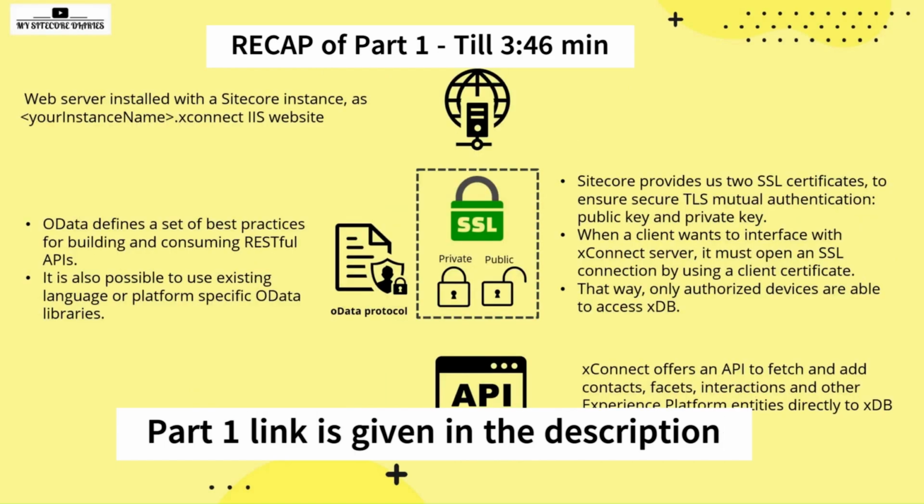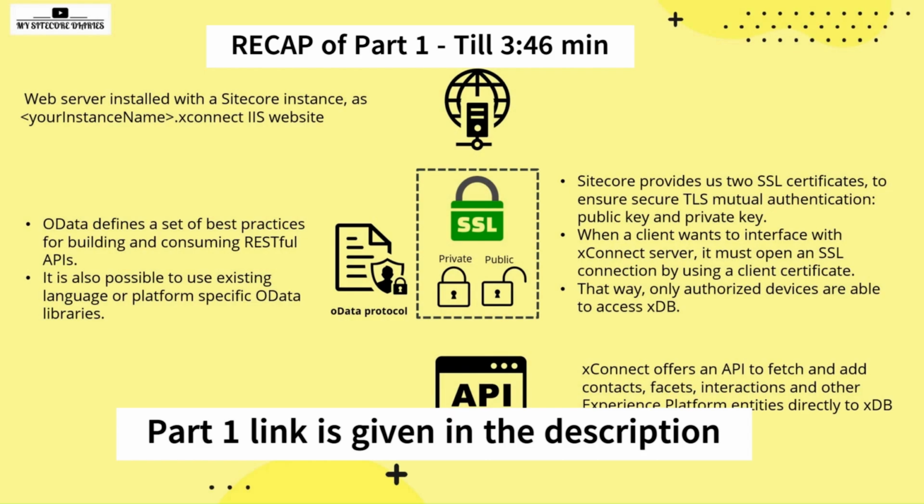To summarize: when you install Sitecore, you will have a dedicated blank website in IIS that is called your instance name .xconnect IIS website. Sitecore uses a two-way SSL certificate with a private and public key to communicate with the client. So if the client wants to interact with the xConnect server, it must open the SSL connection by using a correct client certificate.